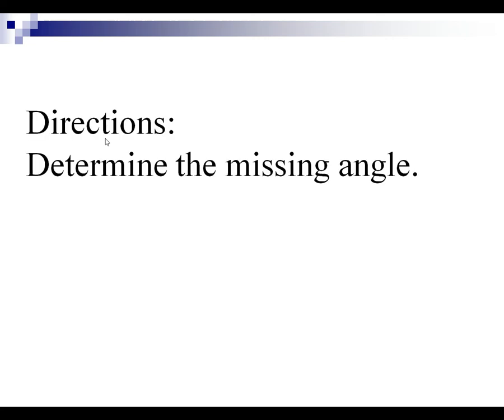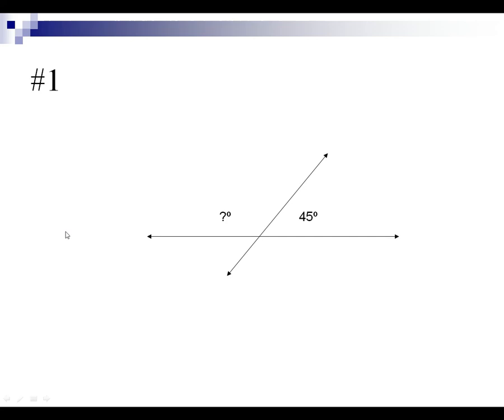All right, then you'll also have some questions where you'll have to find the missing angle. So you would look at this and you'd have to decide, okay, what type of angles are these? They're next to each other. They make a straight line. So they would be supplementary, which means they would add up to 180. So then you would have to do 180 minus 45 to find the missing angle, which would be 135 degrees.